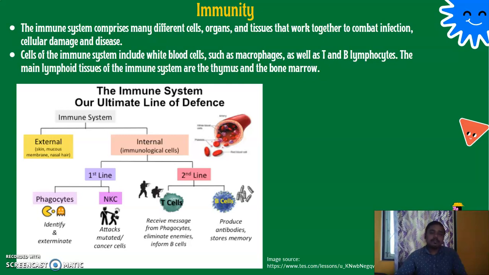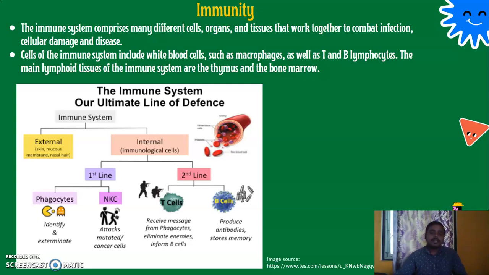The immune system is like our ultimate line of defense, and it is of two broad types: one is external and the other is internal. The external immune system comprises parts like the skin, mucous membrane and nasal hair, which are the primary screening or filter line of defense of our immune system. The internal immune system, or the immunological cells, is where the cells, organs or tissues take care of our immunity.